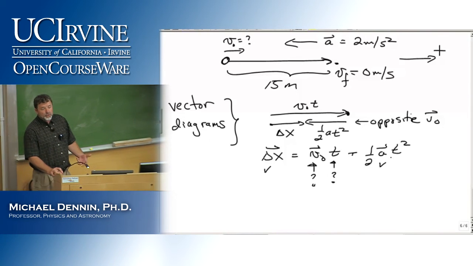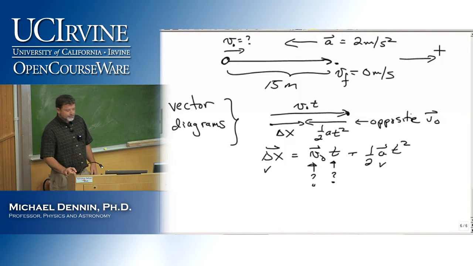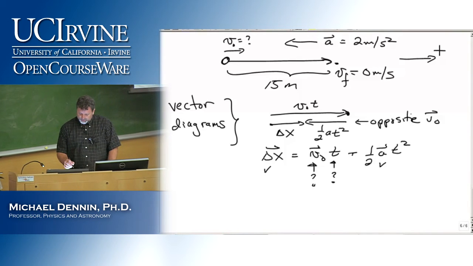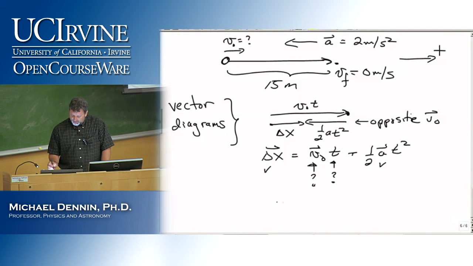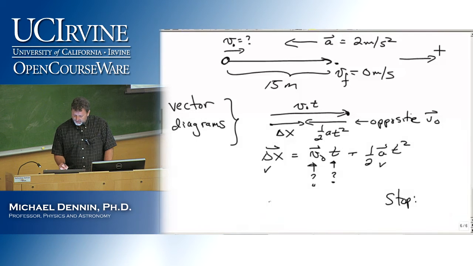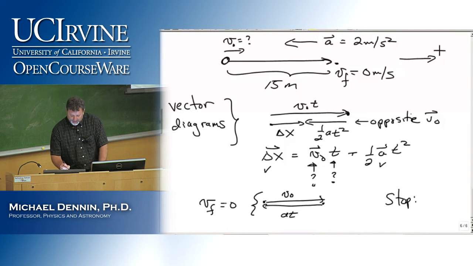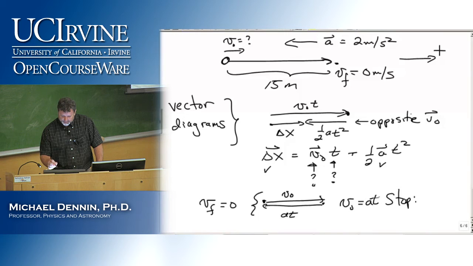So if I'm going to do it this way, I would need another equation. I'm told I have 2. My other one is that I stop. So I know that v naught plus at has to look like this, because it would equal v final, but v final equals 0, so it has no length. And so I know v naught equals at.